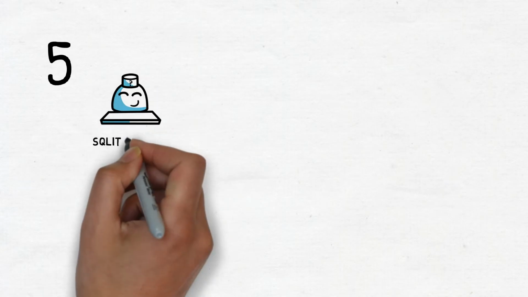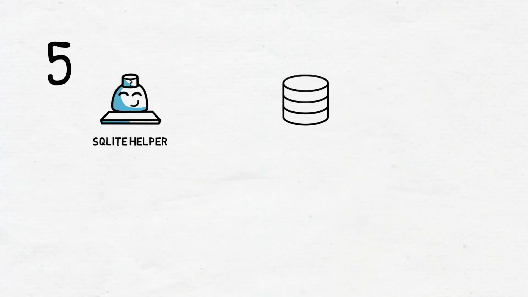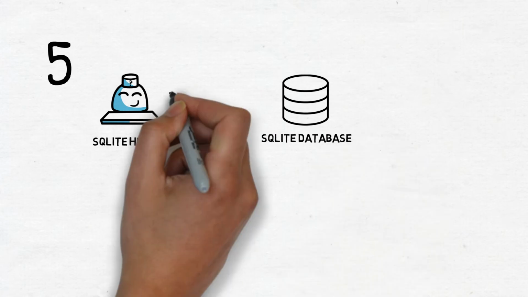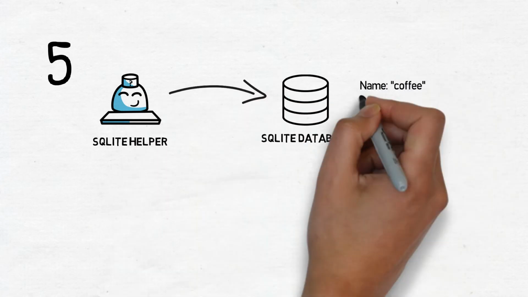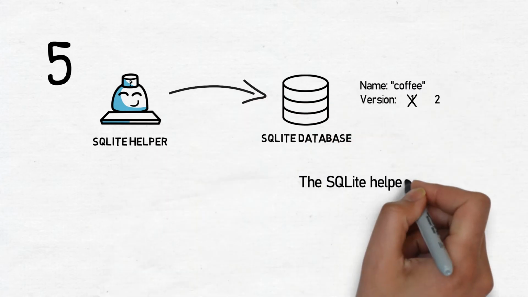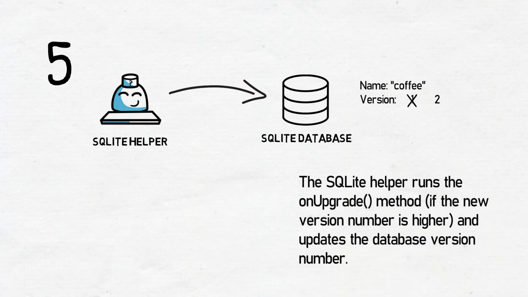Fifth, the SQLite Helper checks the version number of the database against the version number in the SQLite Helper code. If the SQLite Helper version number is higher than the database version, it calls the onUpgrade method. If the SQLite Helper version number is lower than the database version, it calls the onDowngrade method. It then changes the database version number to reflect the version number in the SQLite Helper code.